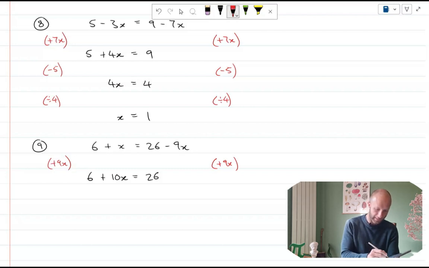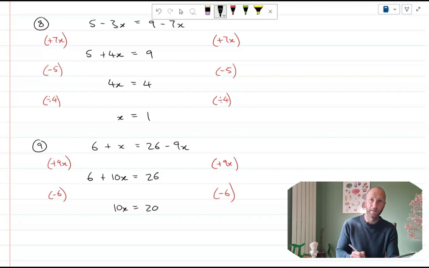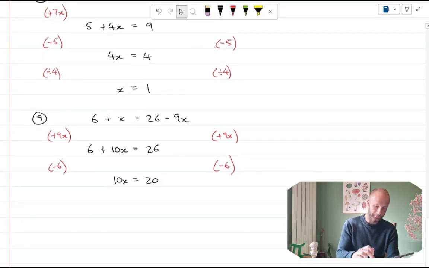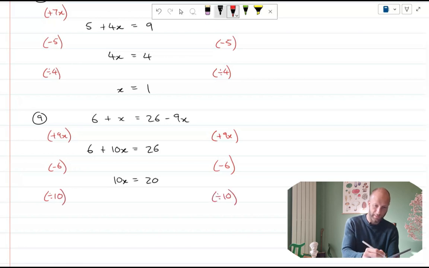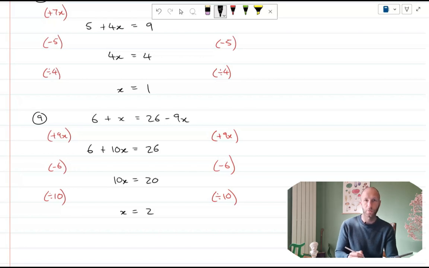Minus 6 from both sides to get rid of that positive 6. 10x is left on the left, 26 minus 6 is 20 on the right. And then to get rid of 10 times x, we want to divide by 10. Divide both sides by 10, x on the left, 20 divided by 10 is 2 on the right.